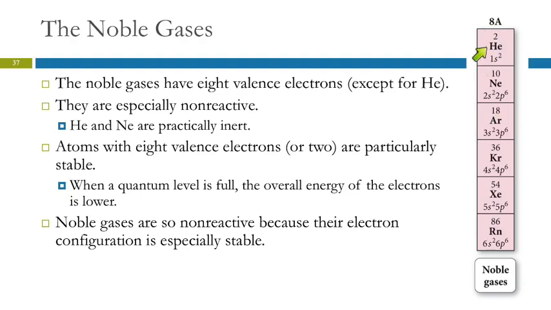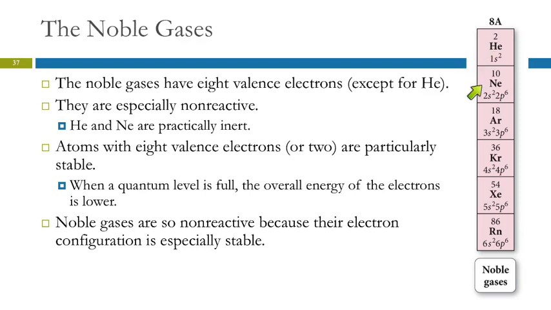The noble gases, except for helium, all have 8 valence electrons. So this is the S room and the P room completely full. For helium, there's only 2 electrons in there. That first floor only has 1 room, and it's completely full. Having that completely full is a bonus. It's more stable. So these guys are very inert.